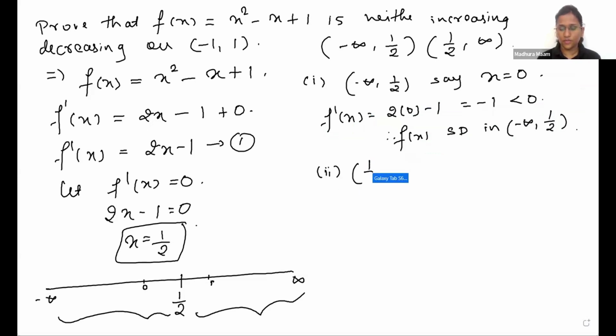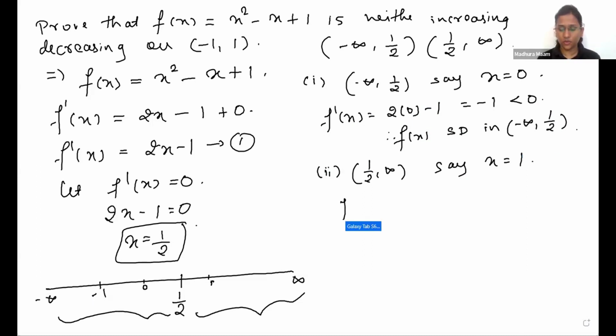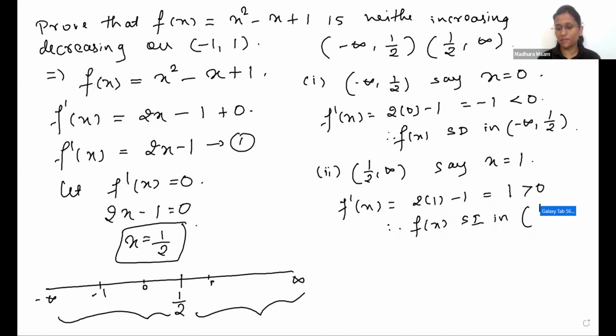So what is the next one? 1 by 2 to infinity. Tell me any one value from this. 1. Okay, fine. We will take 1. Then what will be f dash of x? 2 into 1 minus 1, the answer is 1, which is greater than 0. Therefore f of x is strictly increasing in the interval 1 by 2 to infinity. Correct? Yes, ma'am.